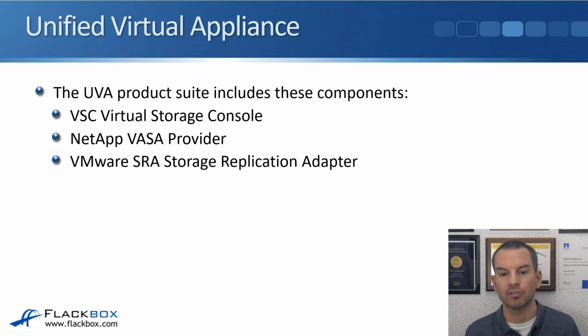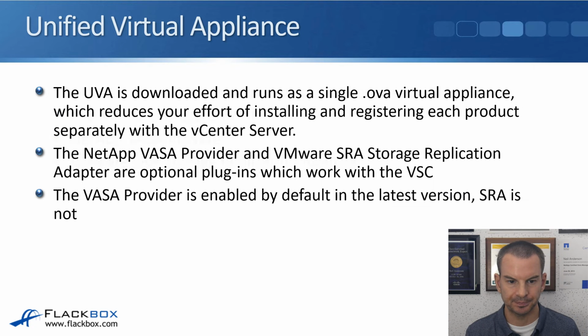So the UVA product suite includes 3 components. That is VSC, the virtual storage console, the NetApp VASA provider, and the VMware SRA storage replication adapter. As we go through this lecture, I'll explain what each of those 3 components does. The UVA is downloaded and runs as a single OVA virtual appliance. So the UVA is the unified virtual appliance, which includes those 3 components. You download it as a single OVA virtual appliance. You then install that easily into your vSphere environment, and then all 3 components are available to you.